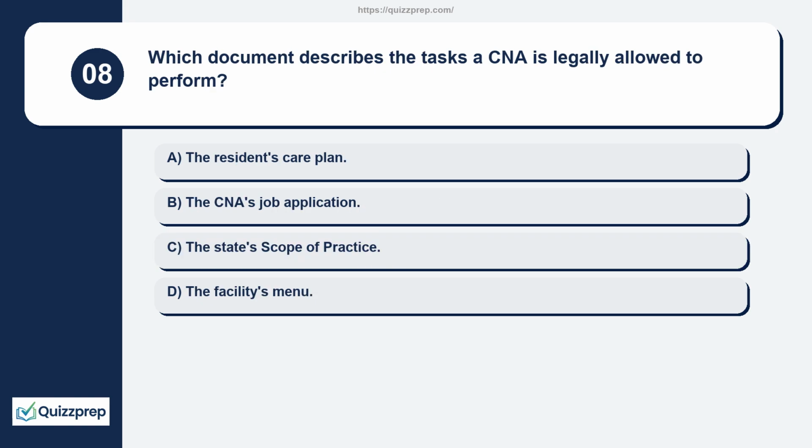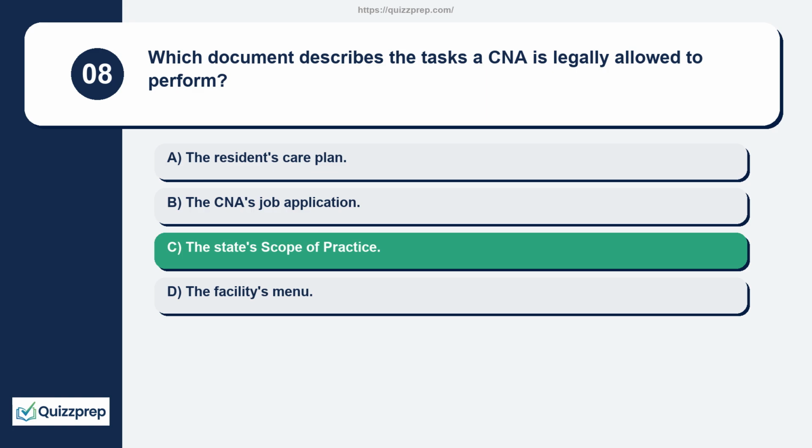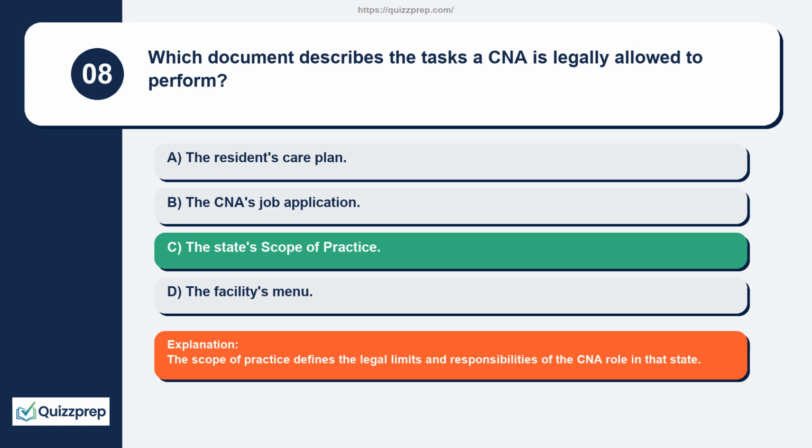Question 8. Which document describes the tasks a CNA is legally allowed to perform? The resident's care plan. The CNA's job application. The state's scope of practice. The facility's menu. The scope of practice defines the legal limits and responsibilities of the CNA role in that state.